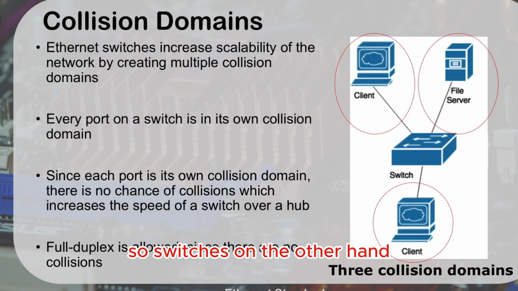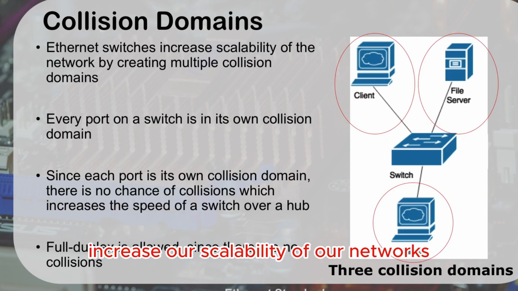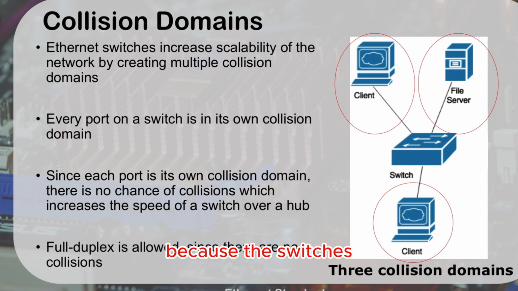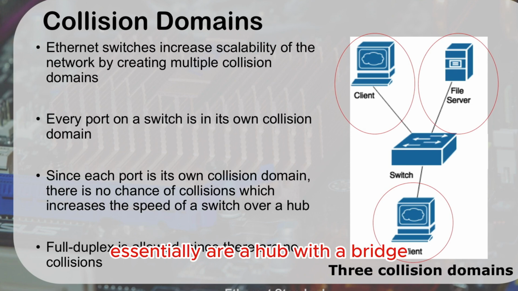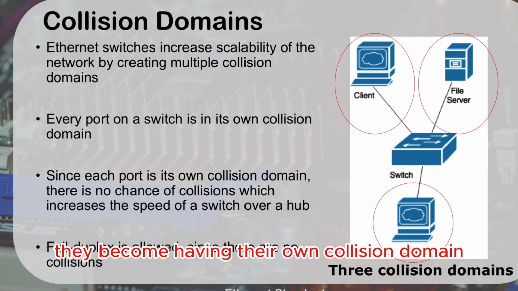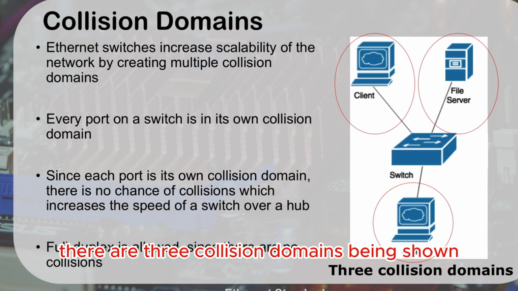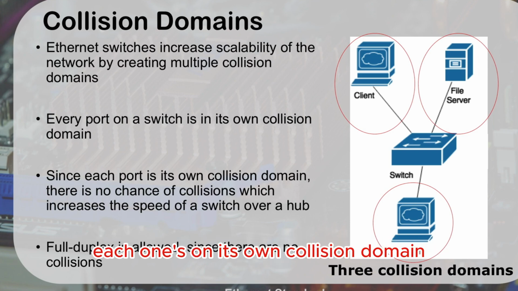So switches, on the other hand, they increase our scalability of our networks because they create multiple collision domains. Because the switches essentially are a hub with a bridge on every port, they become having their own collision domain on each one. So in this case, we have 3 clients. There are 3 collision domains being shown. Each one's on its own collision domain.